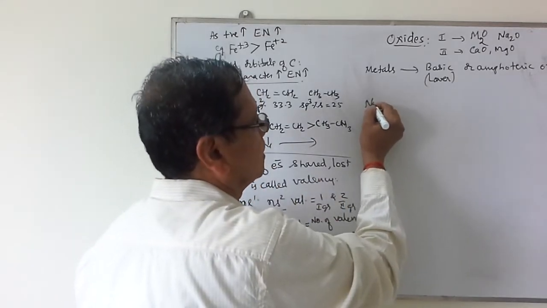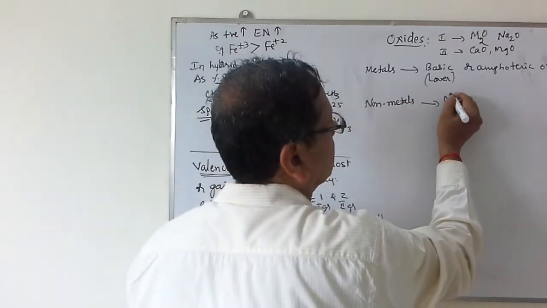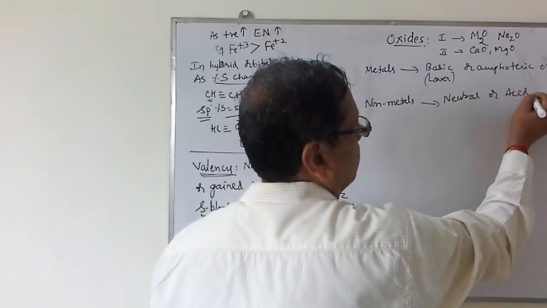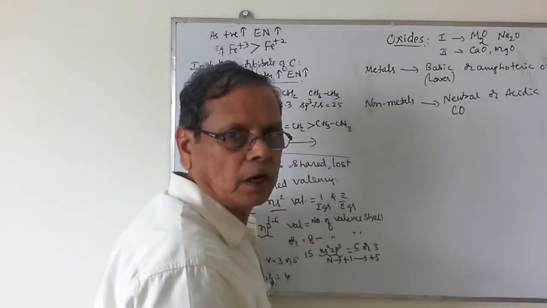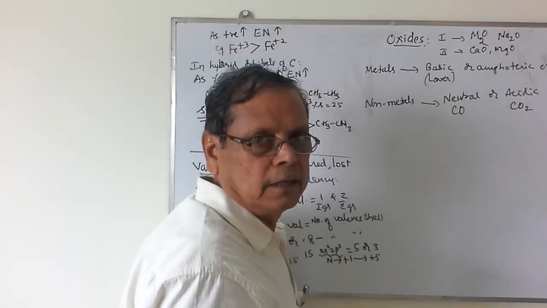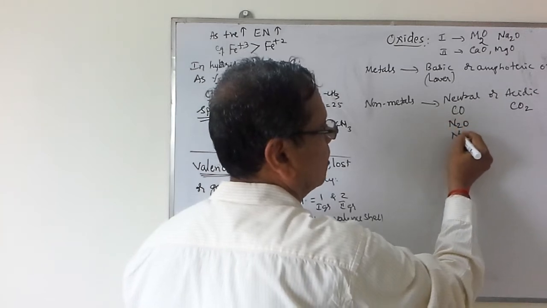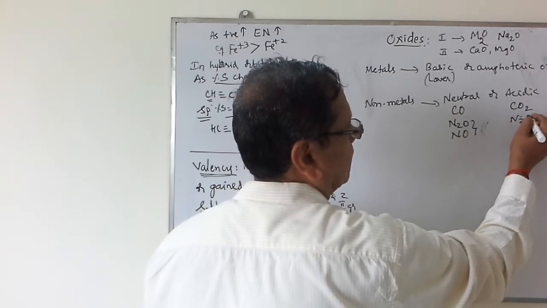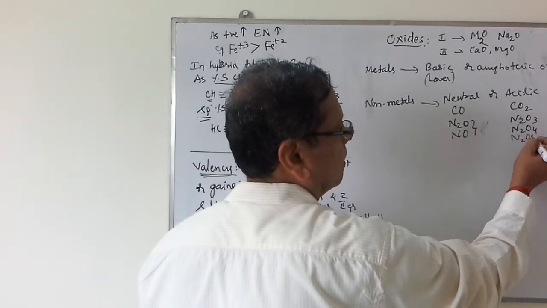Similarly, non-metals will show either neutral or acidic oxides. For example, carbon monoxide is a neutral oxide, while carbon dioxide is an acidic oxide. Similarly, we can consider various oxides like nitrous oxide, nitric oxide. These are neutral. While dinitrogen trioxide, N2O4, N2O5, they are all acidic in nature.